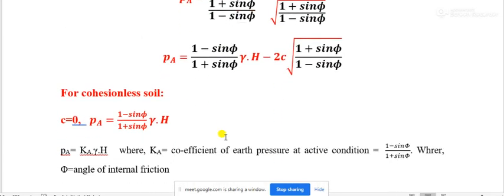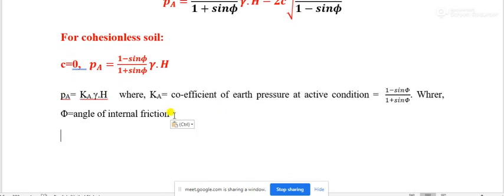Up to this, is there any confusion, any doubt? Please. Okay.